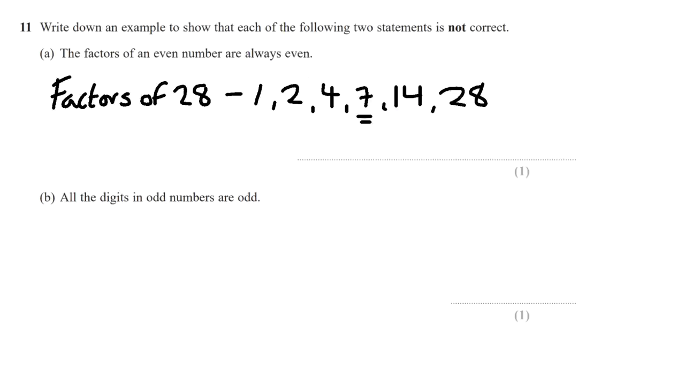11b, all the digits in odd numbers are odd. So suppose I had 235. This is an odd number. However, the 2 is an even number, so it dispels this scenario.